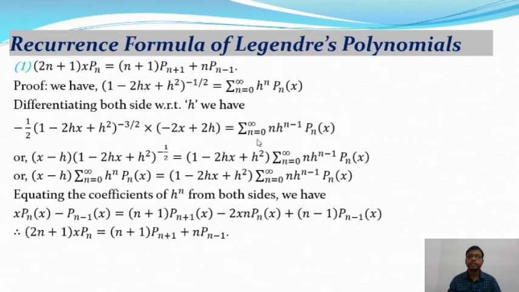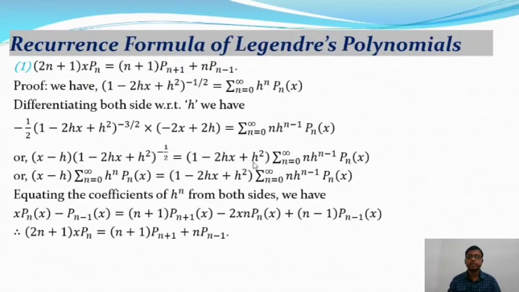And the right hand side will be summation over n is equal to 0 to infinity n into h to the power n minus 1 into Pn of x. Okay, so now simplifying this equation, we will get (x minus h) into (1 minus 2hx plus h square) whole to the power minus half. And it is equal to, so now (1 minus 2hx plus h square) to the power minus 3 by 2 can be divided into two parts. Okay, so this one, that means (1 minus 2xh plus h square) to the power minus half by (1 minus 2hx plus h square). Okay, so after multiplying by (1 minus 2hx plus h square), you will get this one.